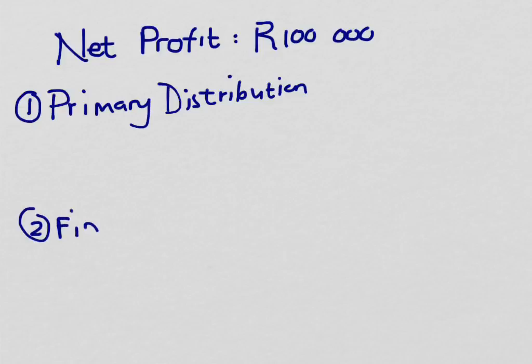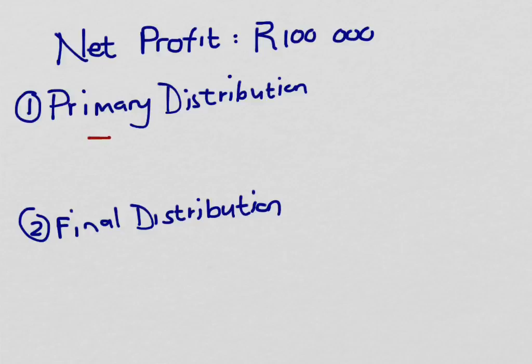This is a very, very important thing to understand. Both the primary distribution and the final distribution come out of the partnership agreement. In the contract between the two partners or the three partners or however many partners there are, this contract stipulates how much money each of the partners will get. Now the primary distribution is all the money that they can take already throughout the year, such as, firstly, a salary for the partner.